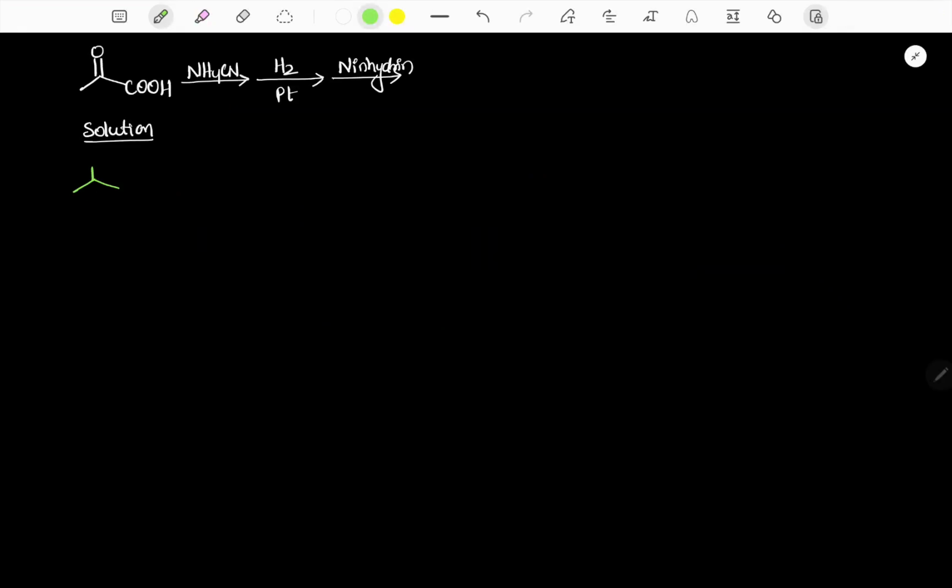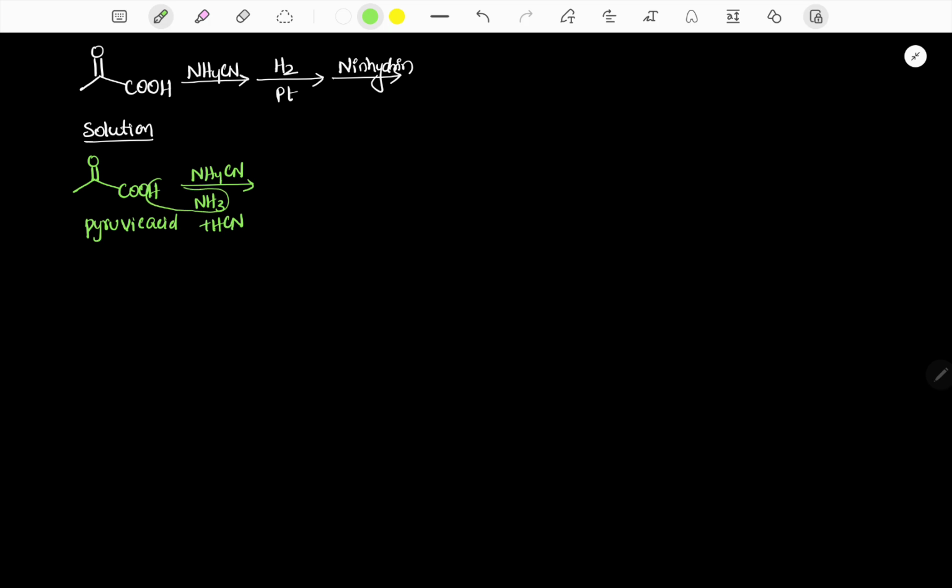The reactant is pyruvic acid. When it is treated with NH4CN, NH4CN means ammonia plus HCN. So here we have to take ammonia in excess.